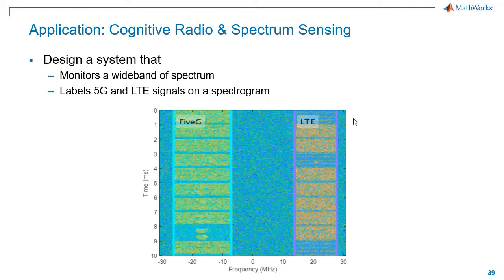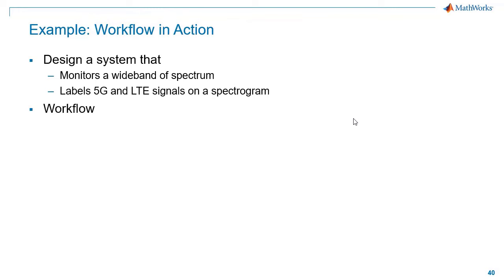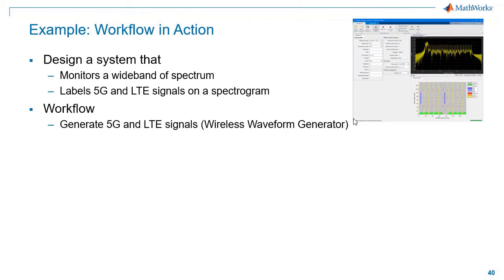Now we have chosen an application, cognitive radio spectrum sensing. We are looking at a large swath of frequency from minus 30 to 30, 60 megahertz of frequency constantly. And in that swath of frequency, we expect to find either 5G, LTE, or noise. And we monitor that and label 5G LTE in our training process, and then use it in the testing process to distinguish between 5G and LTE signals.